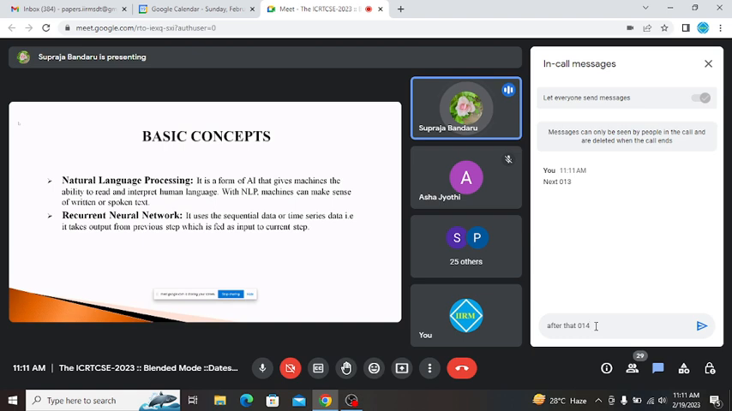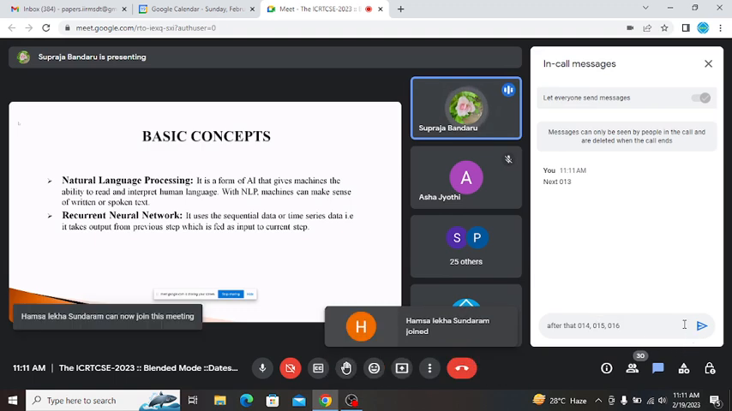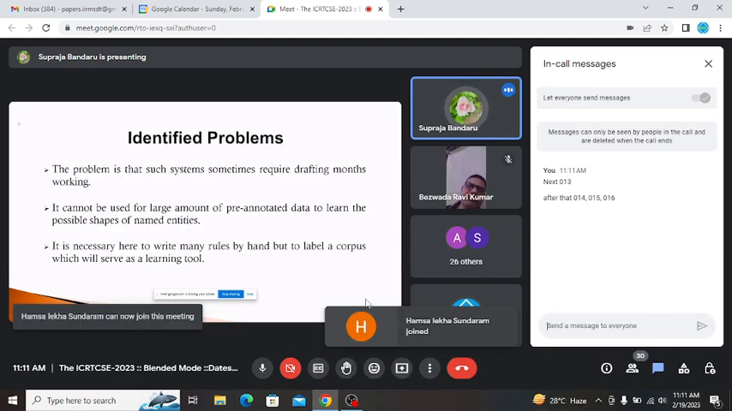Recurrent neural network is a type of neural network which uses sequential data or series data. Therefore, it takes the output from the previous node, which is fed as an input to the current node, which means these are connected in a circular format.